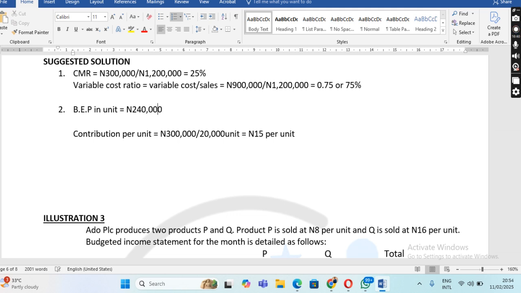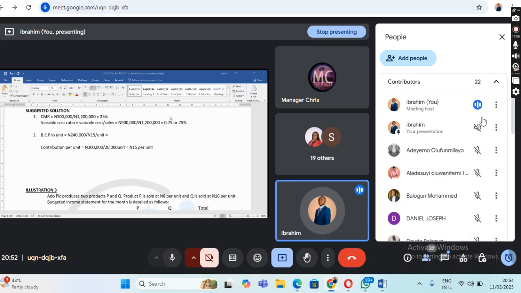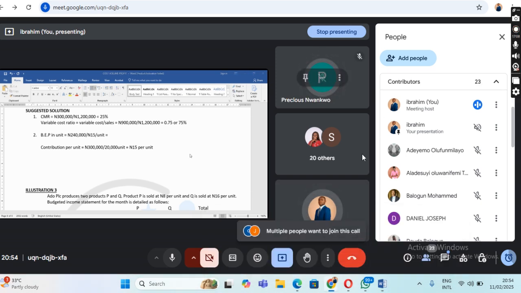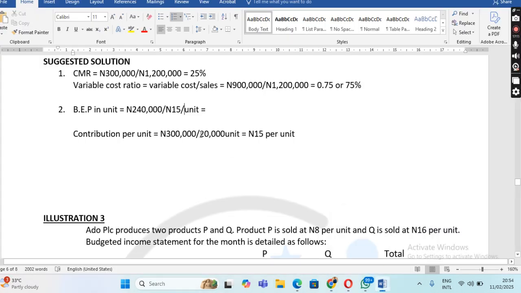240,000, divided by the contribution per unit, which is 15 naira per unit. Now, let me give you one cheat here. You can see that naira can divide naira, and naira cancels naira. When naira cancels naira, you have units, right? Now, 15 units.